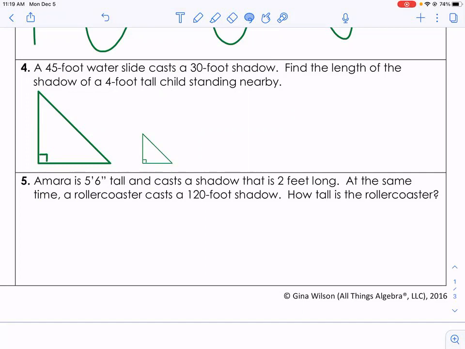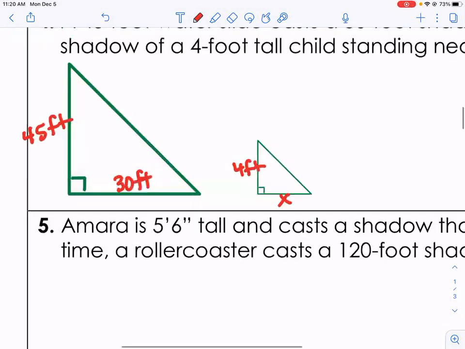I want you to just draw, set up, and stop. I mean, if you solve, you solve. Okay, looking over Ariana's shoulder, her picture looks like this: 45, 30, 4, and x. Oh, I mixed it up.